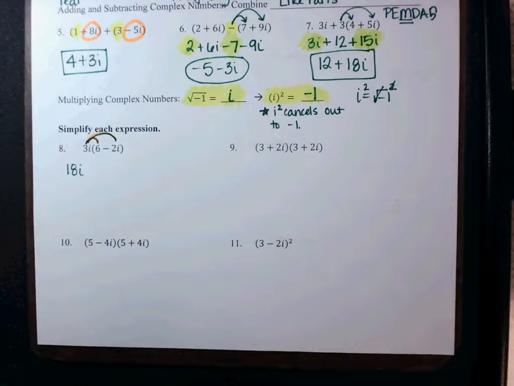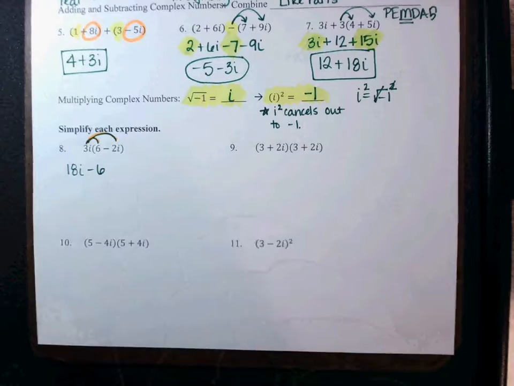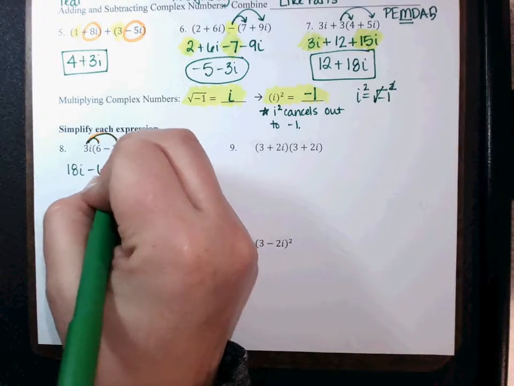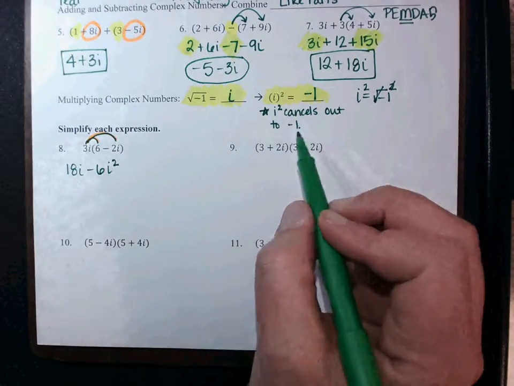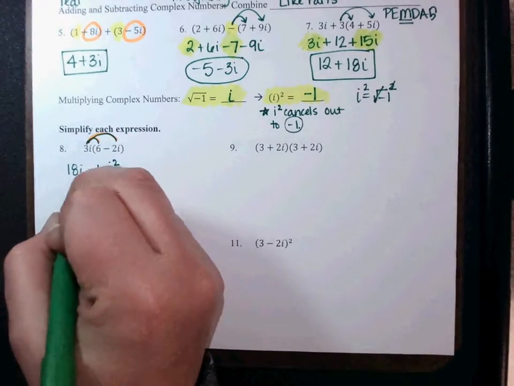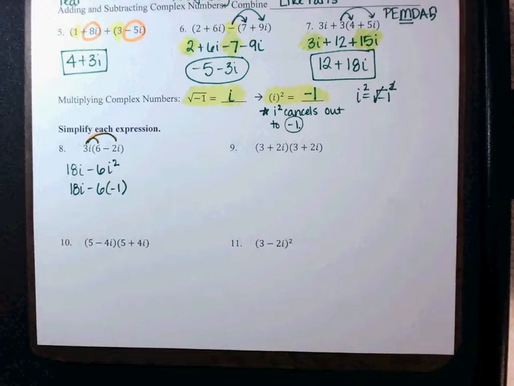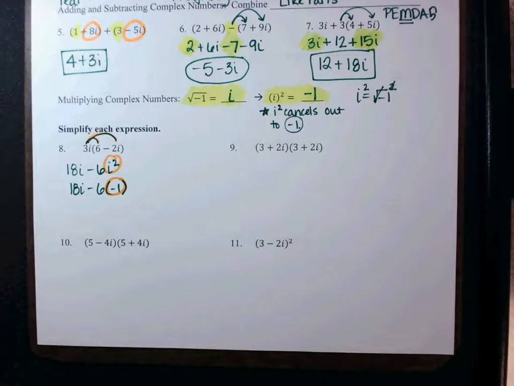What is 3i times -2i? Well, let's do the number first. What's 3 times -2? -6. And then if they both have an i, that means it's i squared. But what is i squared going to cancel out to? -1. So that's 18i minus 6 times -1. And you would cross out the i squared. You would put the -1 in instead.